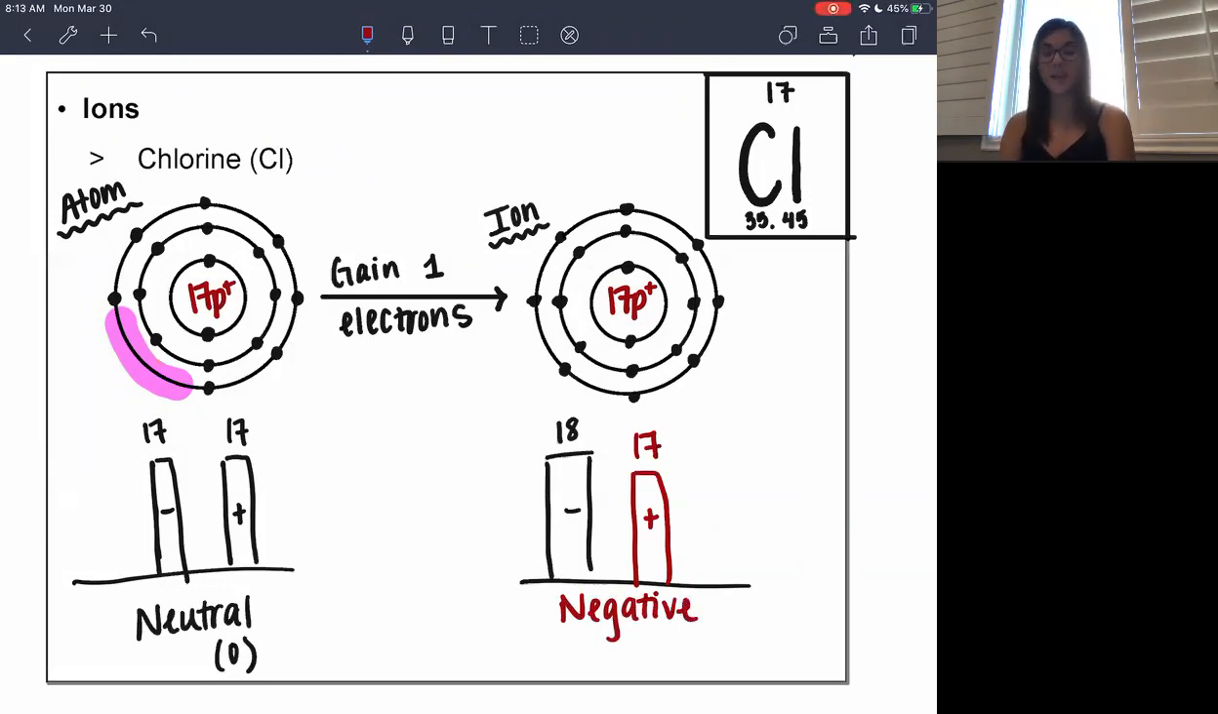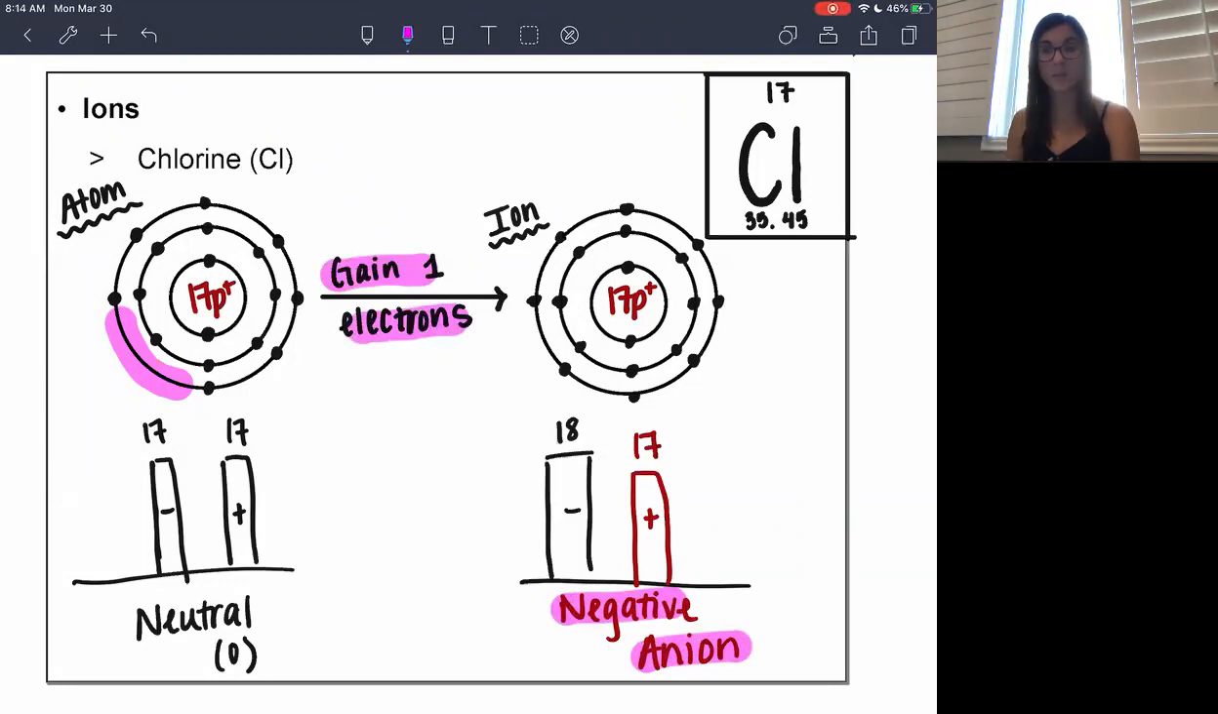So since this is negative, we can't call it a cation anymore. We use a different name entirely. We call it an anion. Anions are negative ions. So what I need to associate in my brain, I'm going to highlight this, is that negative ions are called anions, and they're formed by one thing and one thing only, by gaining electrons. It doesn't have to be one electron, it could be more than one, but if electrons are gained, that atom is going to become negative.